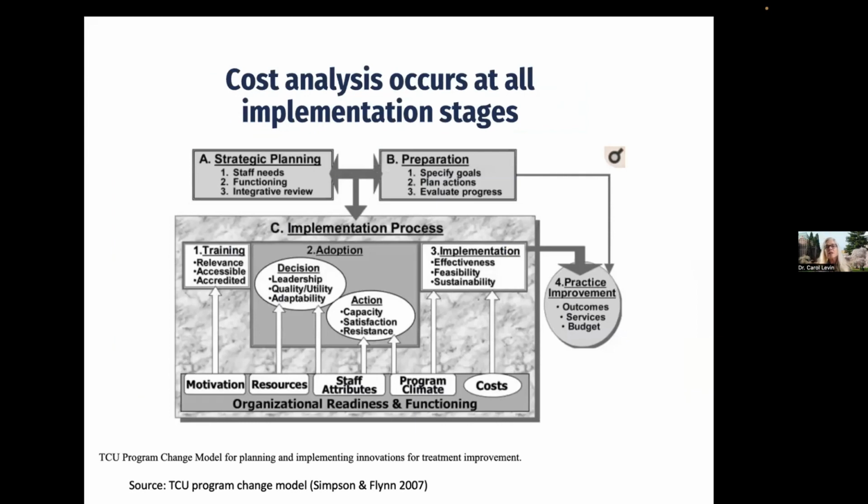I found that when I was trying to understand the role of costing in implementation science, I came across the TCU program change model, Texas Christian University, for planning and implementing innovations for treatment, typically for behavioral health. Resources and costs, you can see, underlie all phases of the implementation process to reach practice improvement. I would argue, though, that when we cost, we have to incorporate the resources and costs associated with strategic planning and preparation. Otherwise, we're going to underestimate the costs to introduce and scale these.